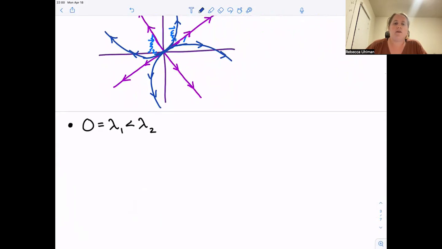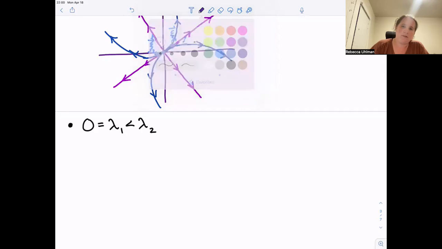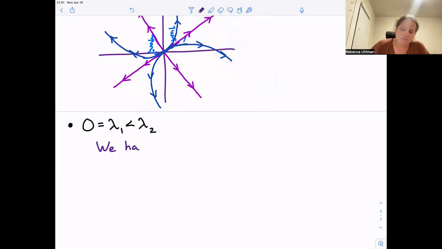All right, next case, we're looking at the case where lambda 1 is 0 and lambda 2 is positive. So once again, we have the general solution.